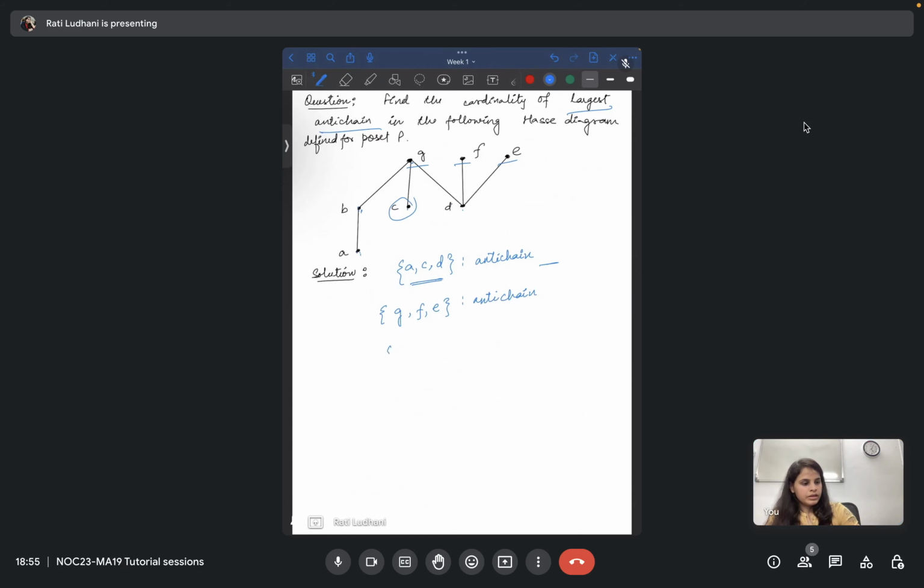AGFE. Okay, AG. You cannot put A and G together because you have this relation. A is related to B because B is above A, so B is bigger, and B is less than or equal to G. Because of these two things, transitivity says A is related to G, right?